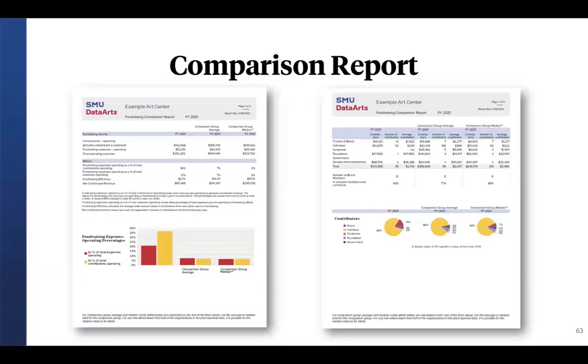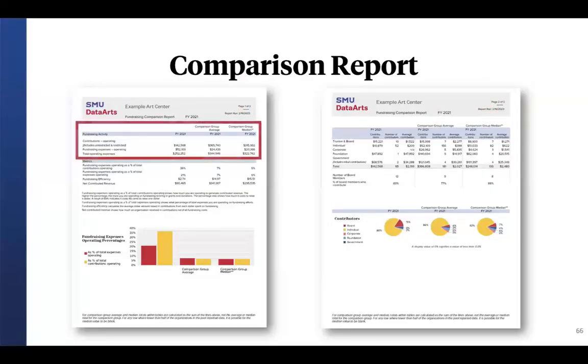And the first thing I want to point out is the layout of this particular comparison report. On each row of data, the first column shows the information for your organization. And there are two columns that display the data for the comparison group. First, with the average, and then with the median.